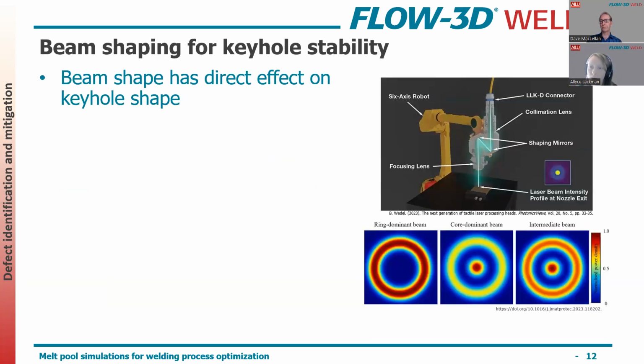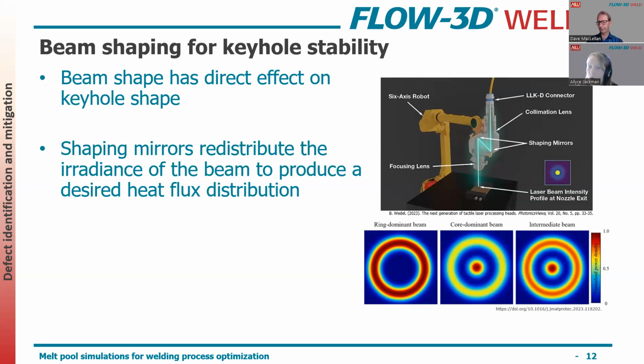So there's a lot of technological advancement in laser manufacturing. And with this comes the ability to shape beams in different ways. And this, we know, has a direct effect on the keyhole shape. So the way that you deliver the energy is directly related to the keyhole shape. So these beam shaping technologies, they use a series of mirrors to kind of redistribute the irradiance, and they can create all kinds of different shapes.